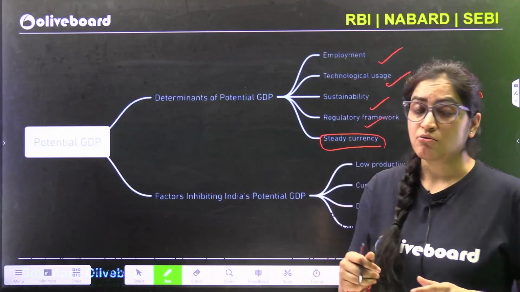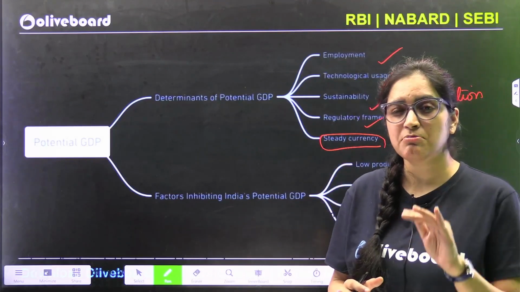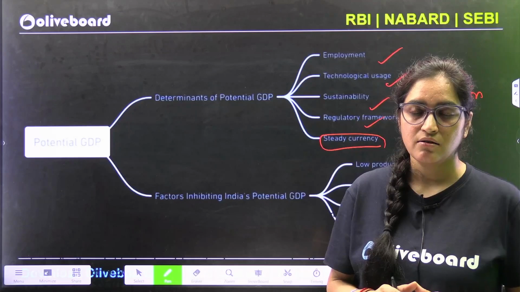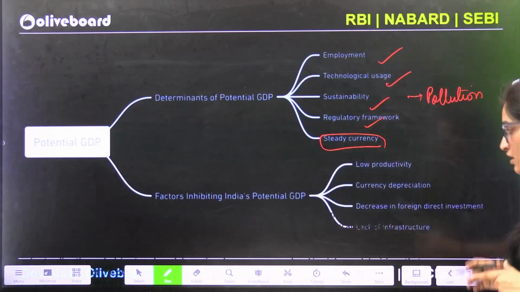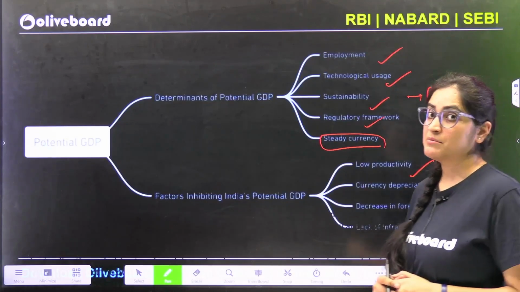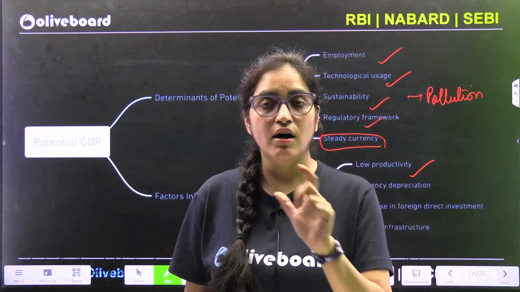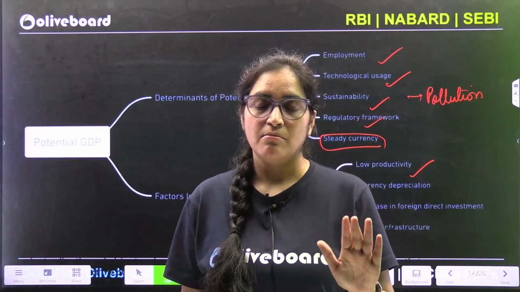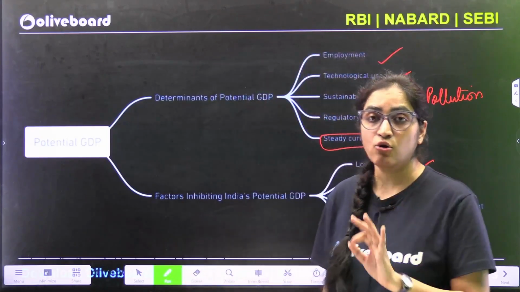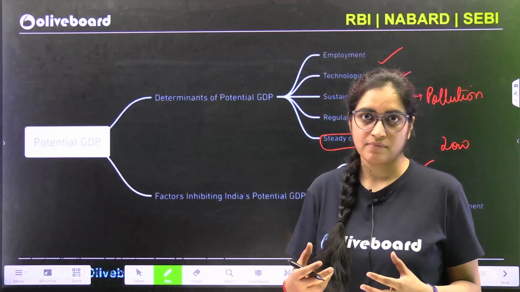Now, if somebody asks you, why is India not able to achieve its potential GDP? Why does our actual GDP remain a little short of our potential GDP? Certain factors you can add here are low productivity. The level of productivity is lower in India. That can be said in terms of agricultural output. As you all know, India has a large amount of arable land. But despite that, our productivity levels are low. Why? Low level of agricultural technology that we are using.